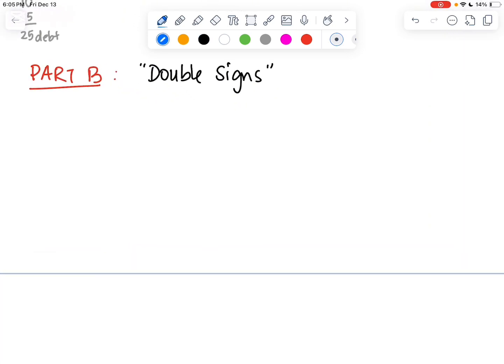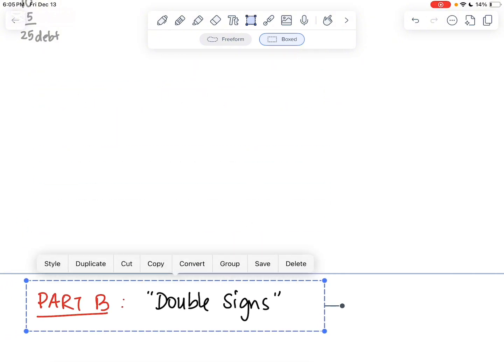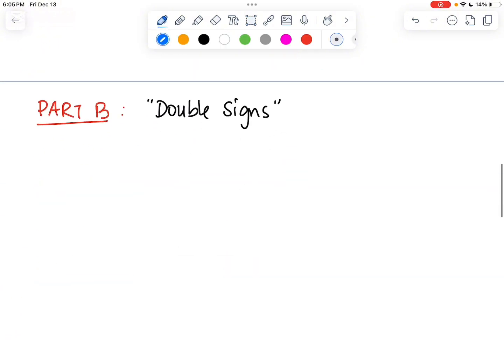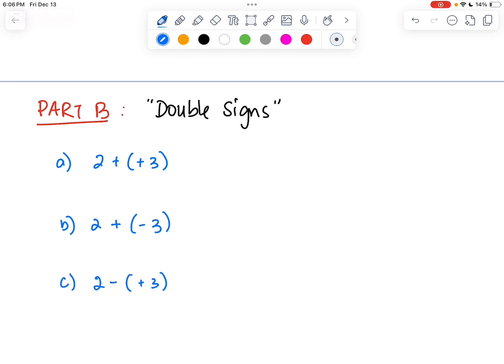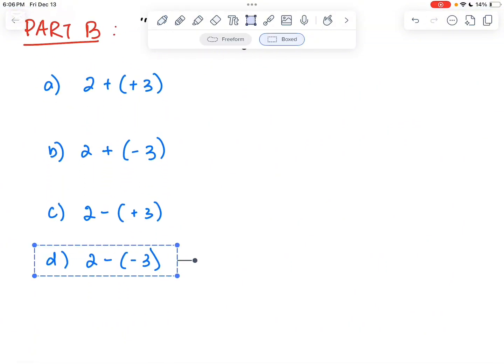So the kinds of questions, and actually, you know what, let me move this down. We'll just start a new page down here. So the kinds of questions I'm talking about would be questions like 2 plus (+3), or let's call this A, or maybe 2 plus (-3), or maybe you've seen questions like 2 subtract (+3), finally maybe 2 minus (-3).